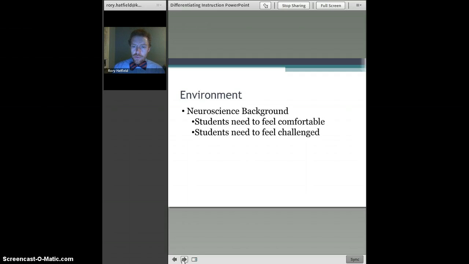Now, an environment, as we've seen, can significantly impact how kids learn, for good or for bad. So let's talk about how we can apply these ideas in the context of an English classroom.